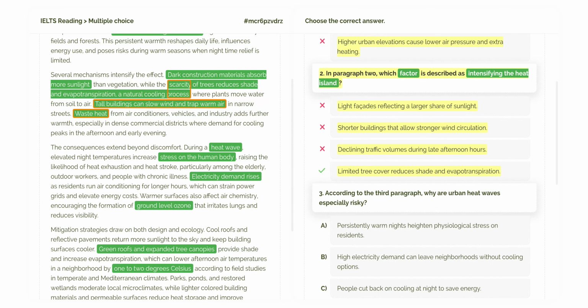After checking all the options against paragraph 2, it's clear that D is the only factor mentioned that intensifies or worsens the urban heat island effect. D.